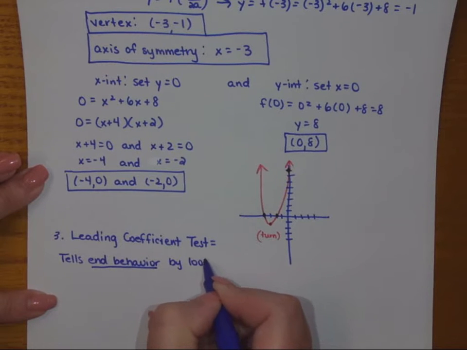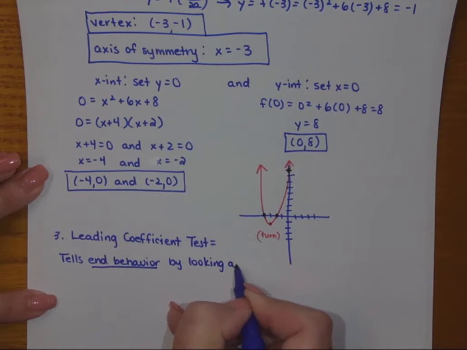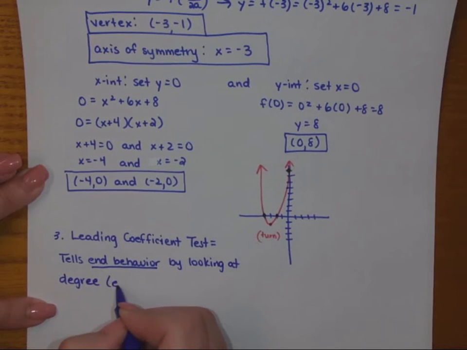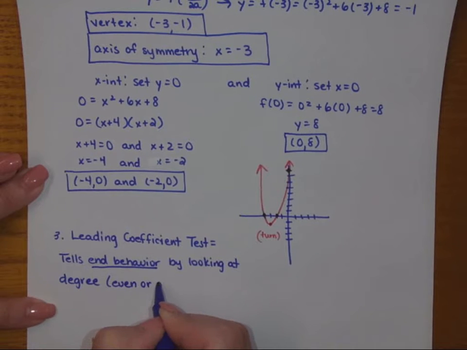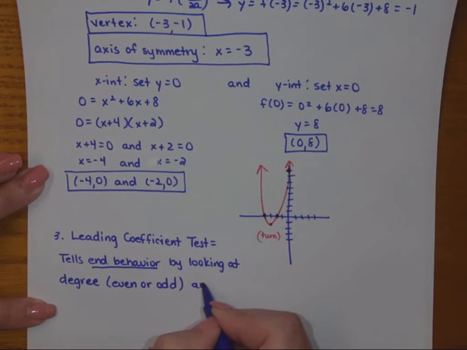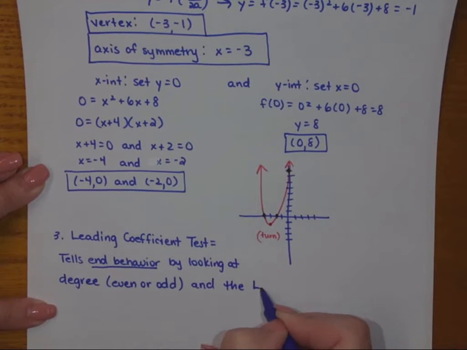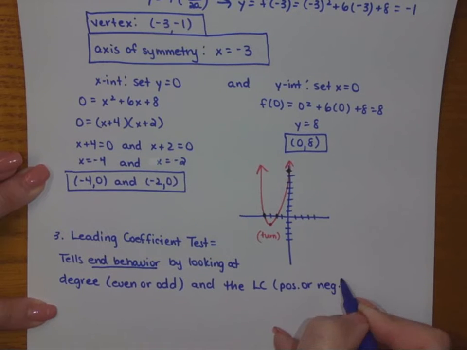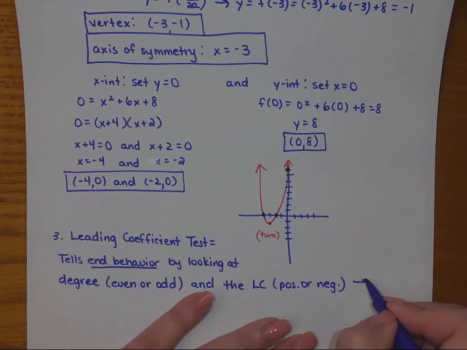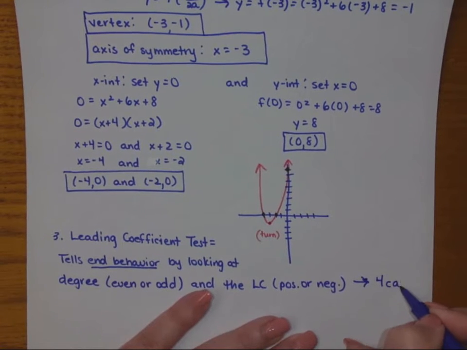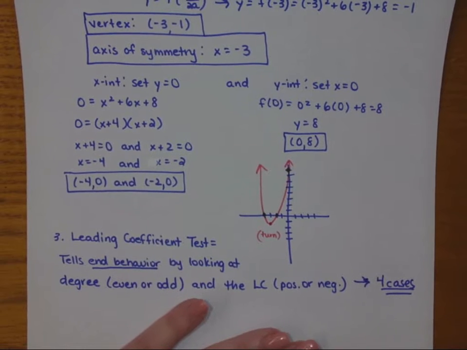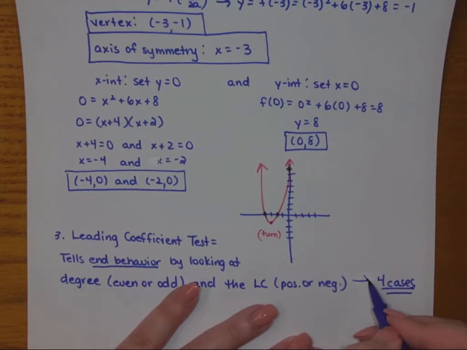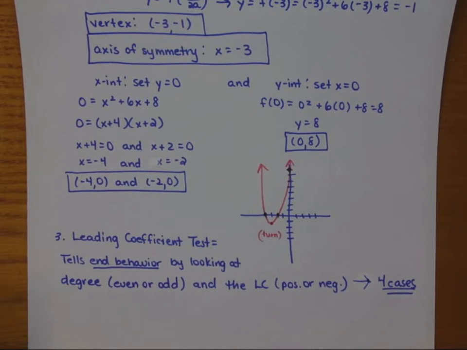And it does that by looking at the degree, whether that is even or odd, and the leading coefficient, whether that is positive or negative. Okay, so if you don't remember doing this, you might need to look this up, but this was 4 cases. It all had to do with what we could expect the graph to do at the far left and the far right. That's what end behavior means.